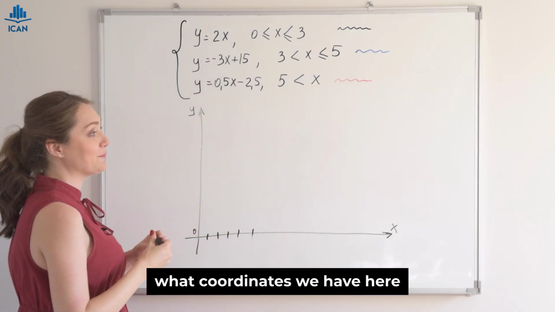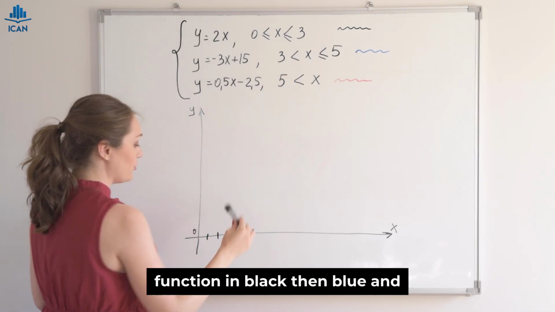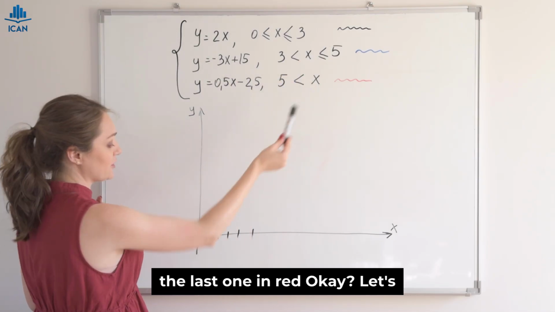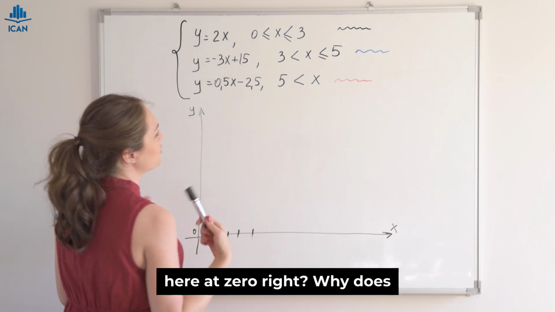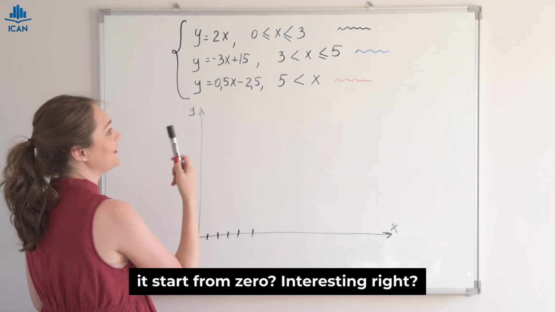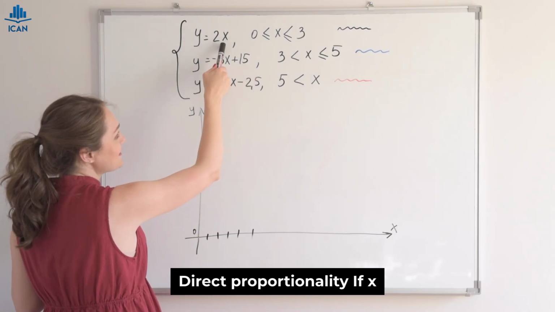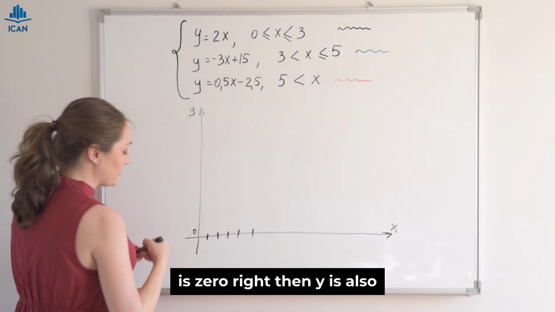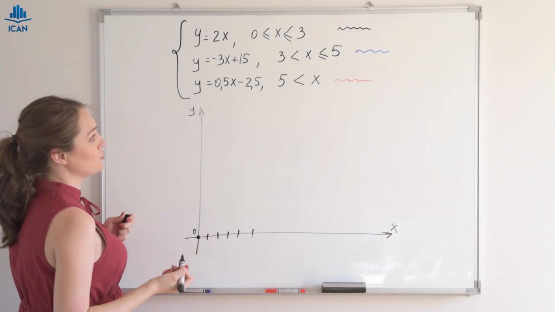Let's figure out what coordinates we have here. And say, I'll draw the first function in black, then blue, and the last one in red. Okay? Let's calculate this in our heads. For example, here at 0, right? Why does it start from 0? Interesting, right? What function is this? Direct proportionality. If x is 0, right, then y is also 0. So basically, this function here will pass through 0.